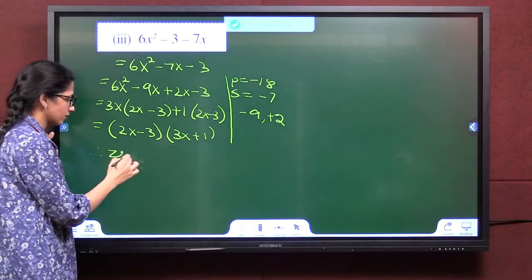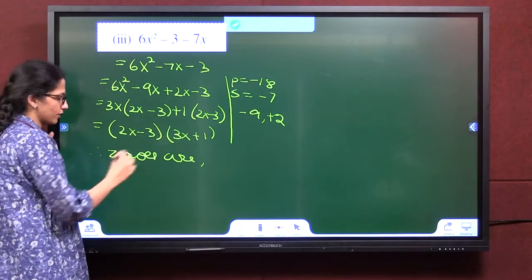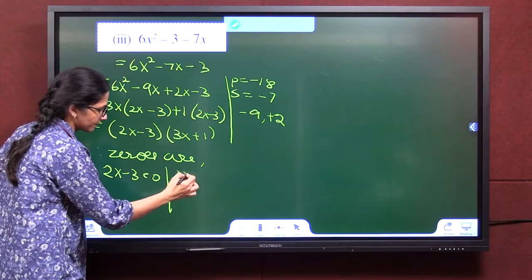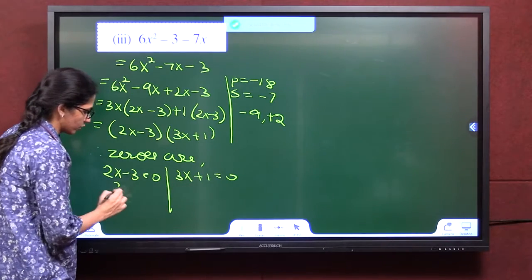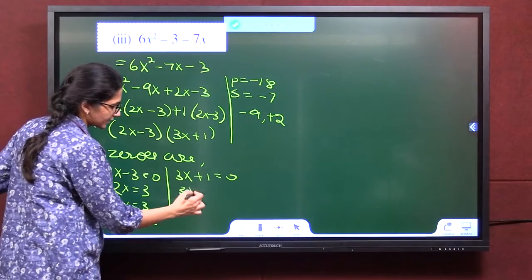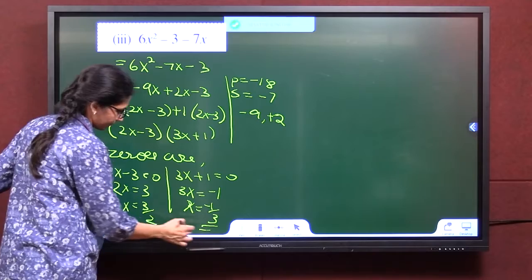Therefore, what are the zeros? How do you get the zeros? By equating this whole equation to 0. So 2x minus 3 equals 0 and 3x plus 1 equals 0. 2x equals 3, x equals 3 by 2. 3x equals minus 1, x is equal to minus 1 by 3.